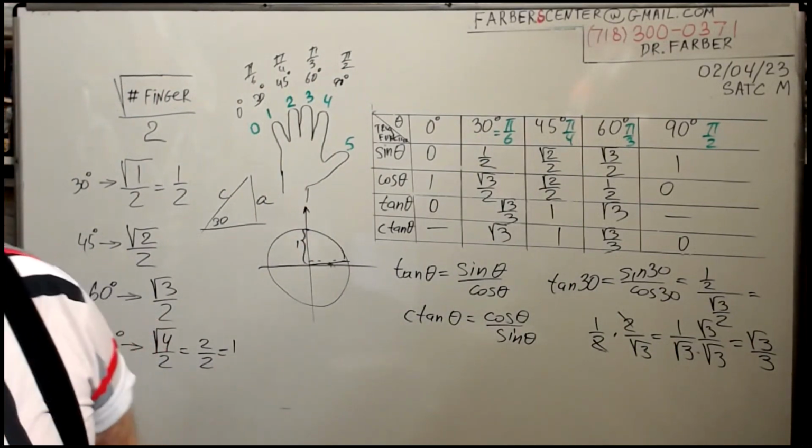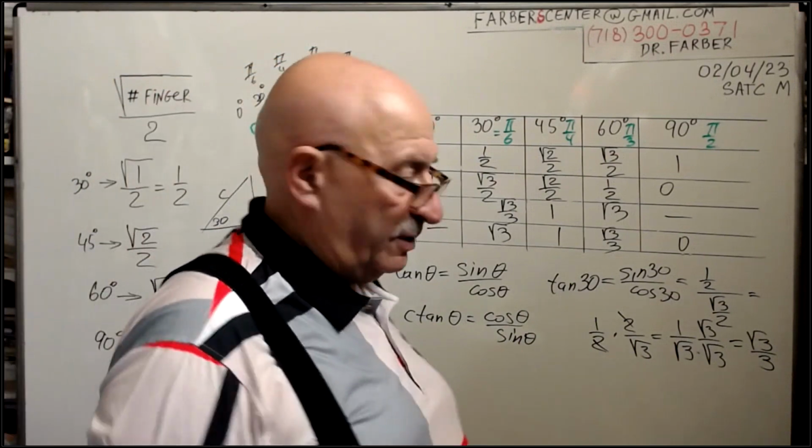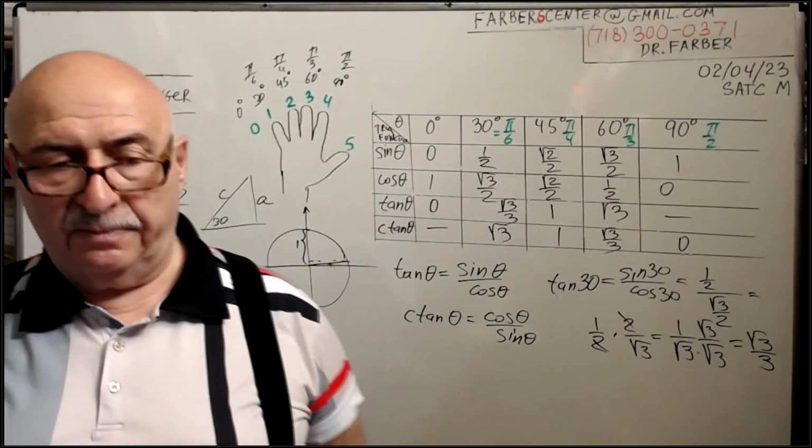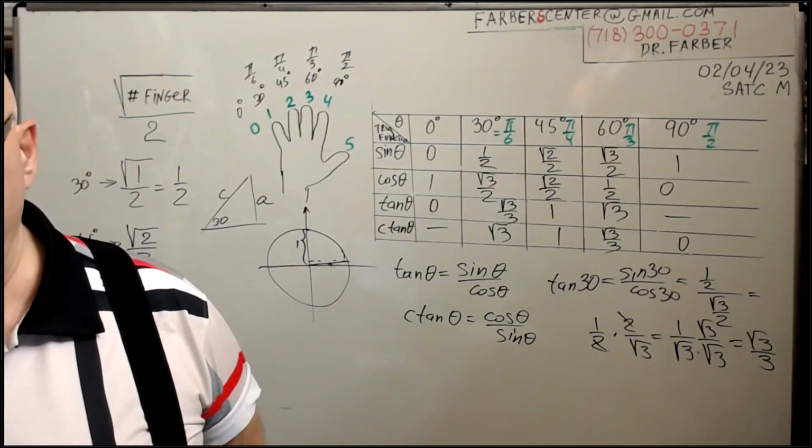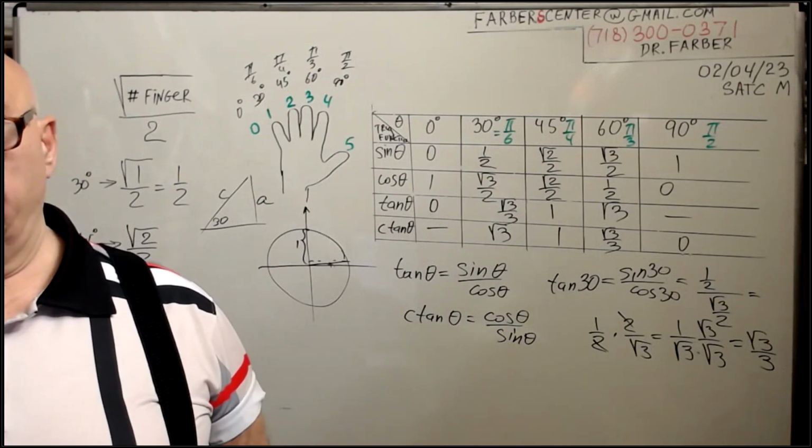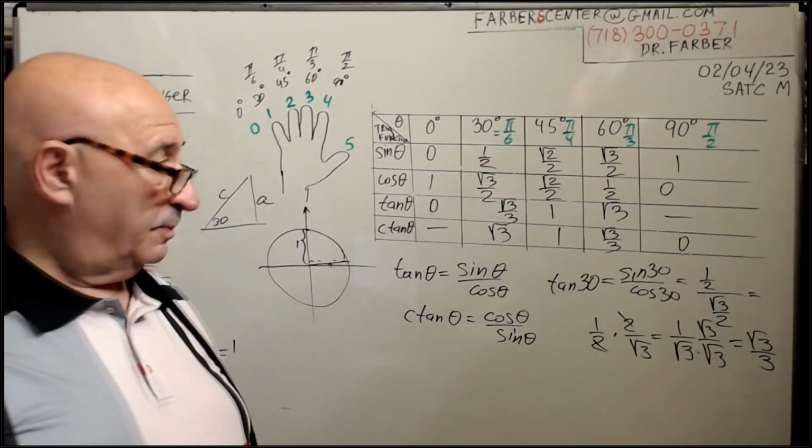Any questions? No questions. Who understands everything up to this point? Raise your hand. I have a question. Yes, please. For a tangent of 30, why is it radical 3 over 3?